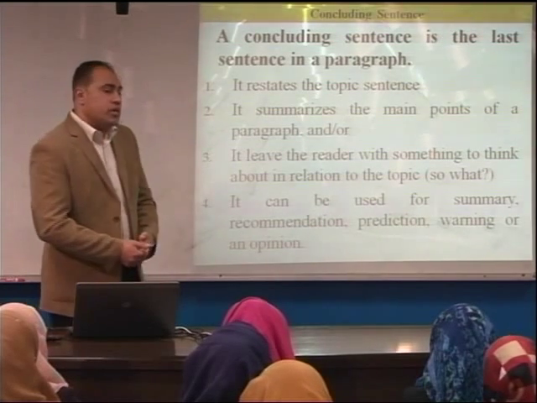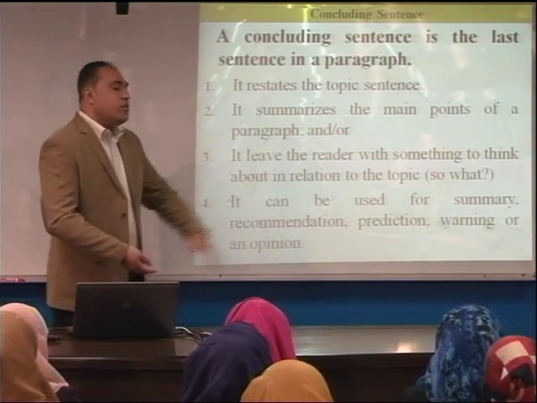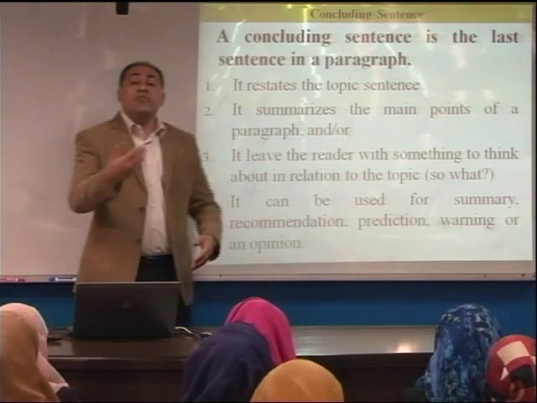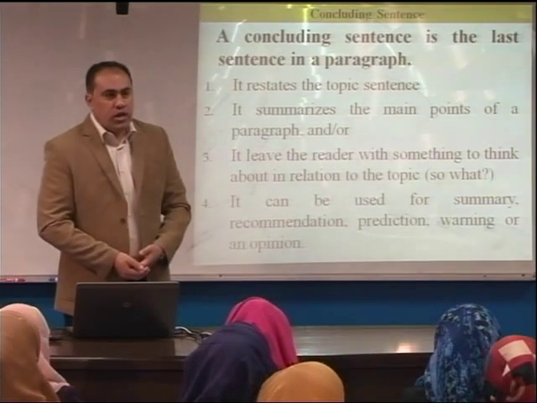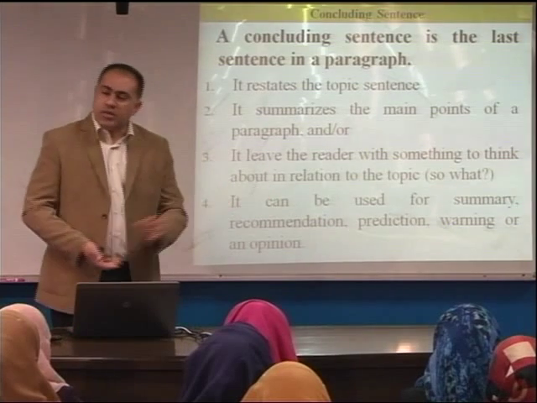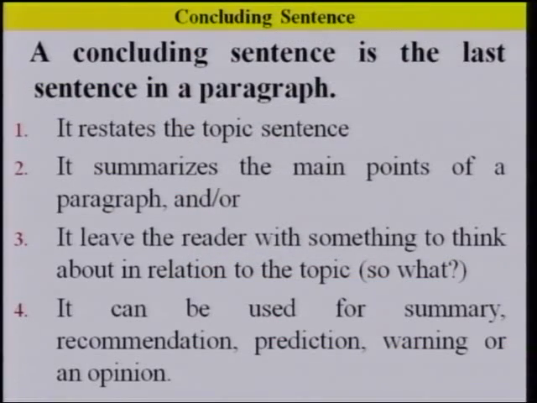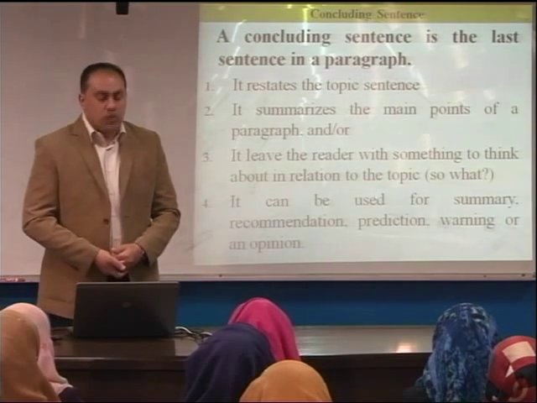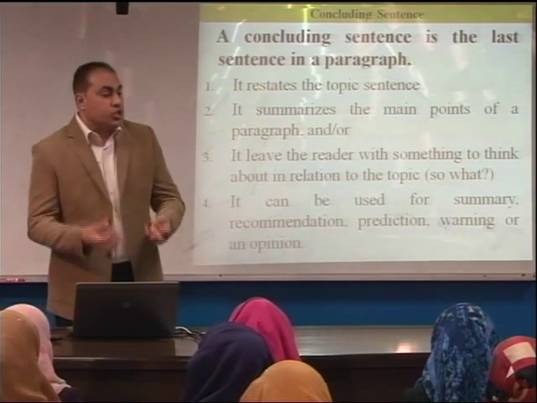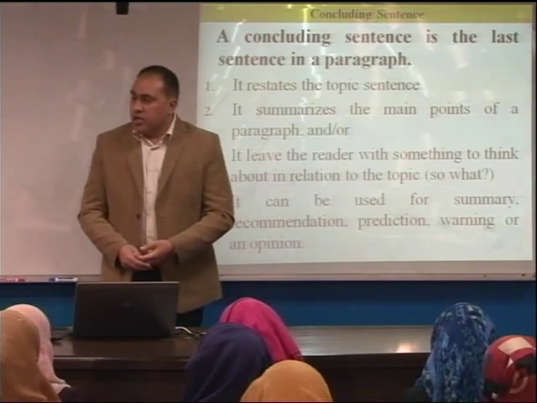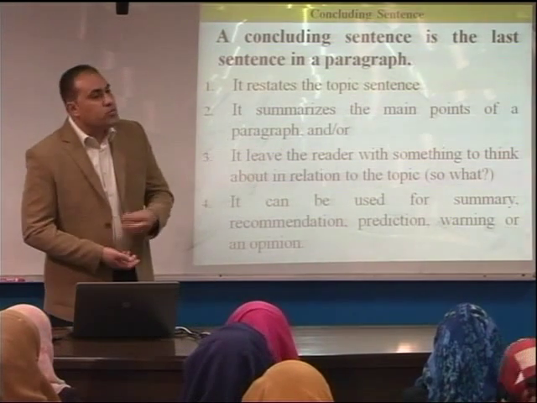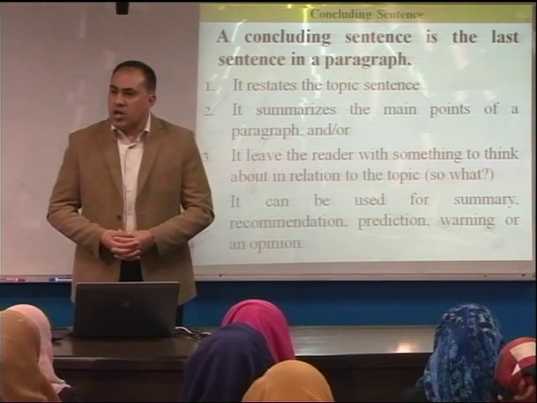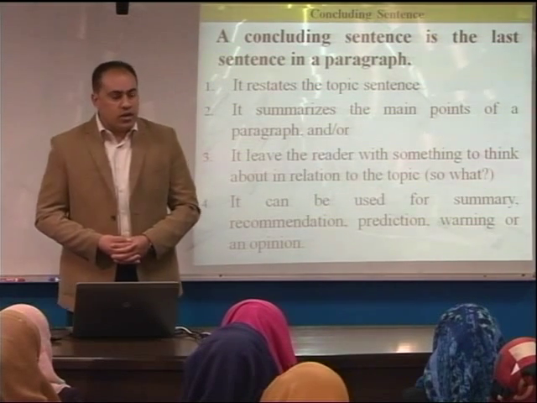And sometimes we can use the concluding sentence for giving a recommendation to the reader about something. We'll see some examples later on. Or to give an opinion, or to give a warning to the reader about doing something or not doing something, or believing in something or not believing in something, or to give a prediction about what will happen in the future. So these are some of the functions, some of the purposes of writing a concluding sentence.